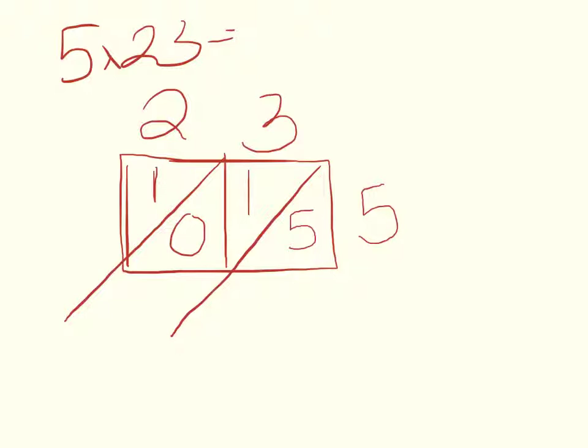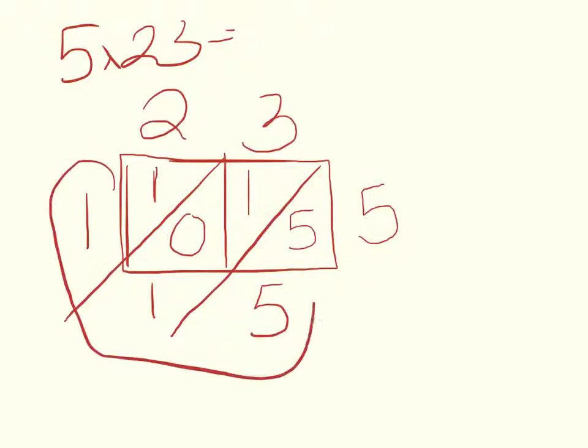Now we're going to add these together, and we're going to add going down our diagonal lattice pieces. 5 plus nothing is 5. 1 plus 0 is 1. 1 plus nothing is 1. So our answer is right here: 115. I'm ready for our next problem.